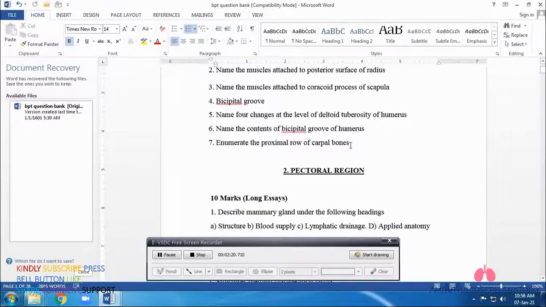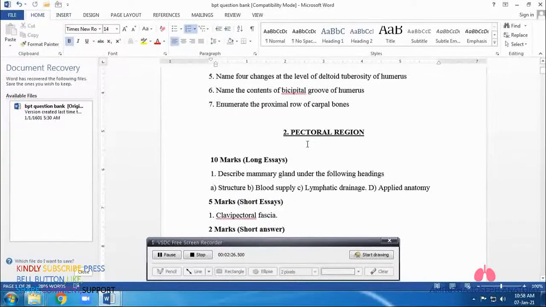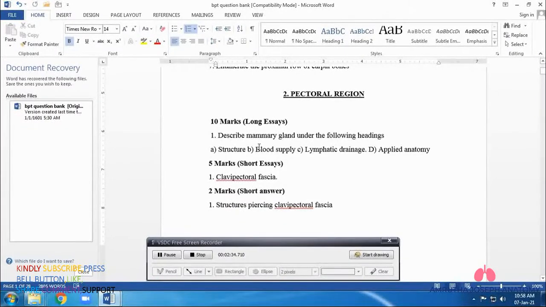Coming to the next region, that is the pectoral region. In the pectoral region, the 10 marker can be: describe mammary gland under the following headings. Here subheadings are given. Always the questions will be under subheadings, so you can write the subheadings. Each subheading carries marks. Here it is 10 marks, so it carries 2, 2, 2, 2. Or no, it may not be 2. Usually it depends on the paper's number of marks. If it is 10 marks here, possibly it is 3, 3, 2, 2. So 3 plus 3, 6, 8, 10. That can be the arrangement.